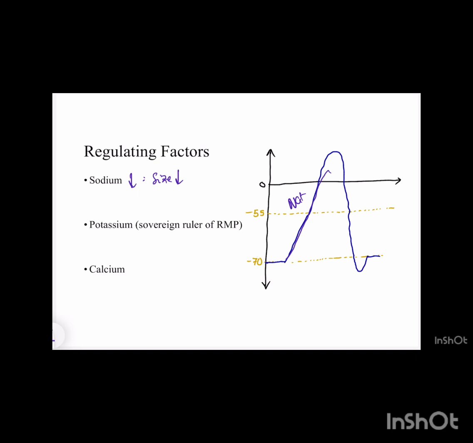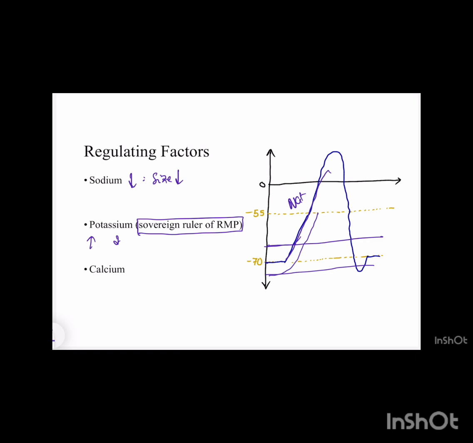Then coming to potassium. Potassium is the sovereign ruler of resting membrane potential. So in case the potassium levels increase, in case of hyperkalemia, it makes the cell more excitable by making the RMP more positive. So it will start only from here. And in case of hypokalemia, just the opposite. It makes the cell less excitable by taking the resting membrane potential further down. So we have to start from here and then reach minus 55 millivolts.